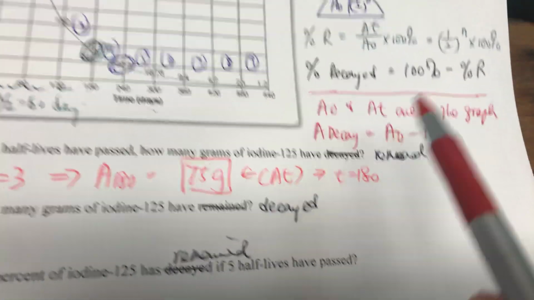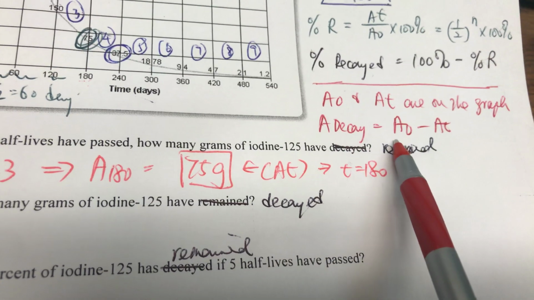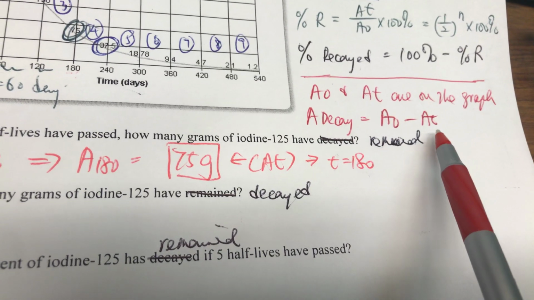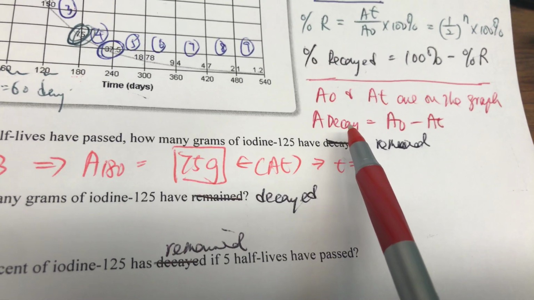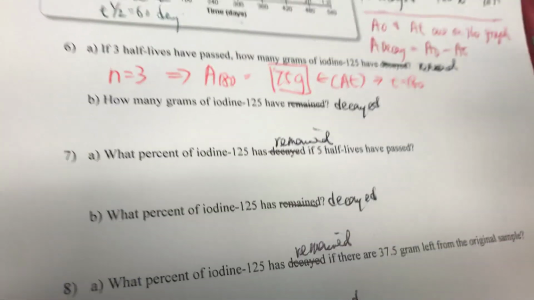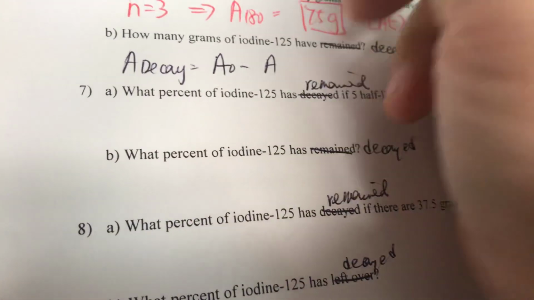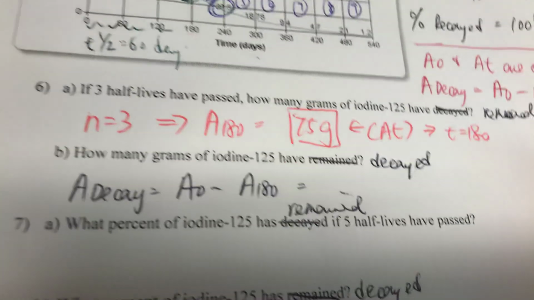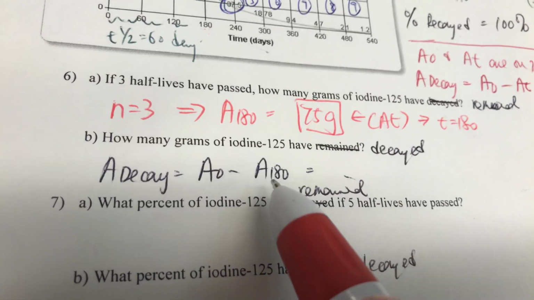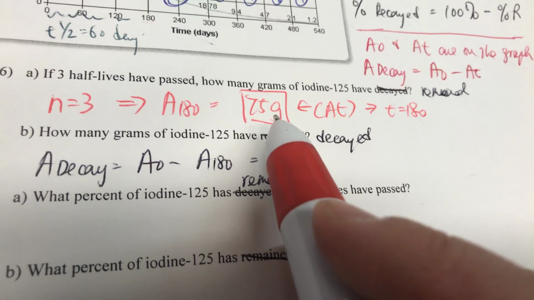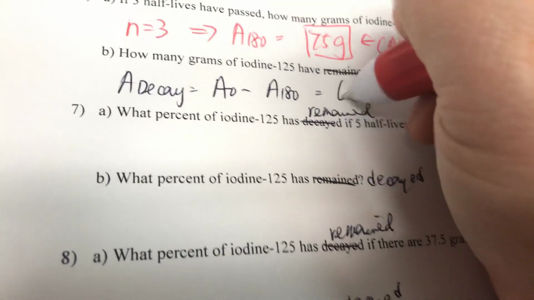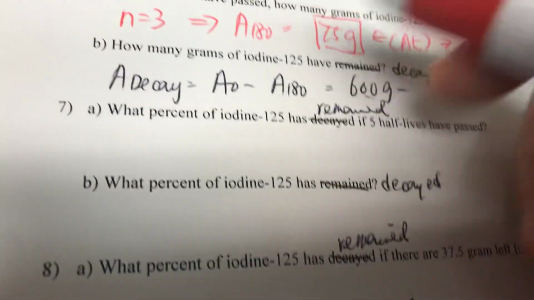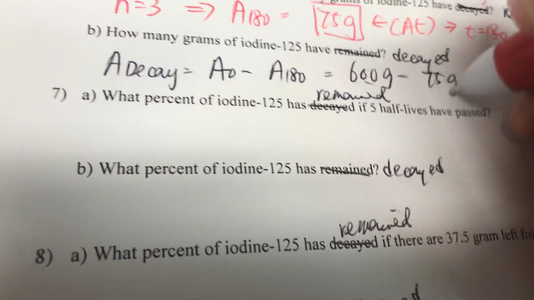So we're going to use this. It's just really simple algebra. I start with $600. I have $75 left over. Then how much money have I used up? We're going to use this formula. How much decay will be A0 minus A180. I start with 600 grams, and 75 grams left over. Then how much is gone? 600 grams, that's what I start with, and my A180 is 75 grams, and I will get 525 grams.